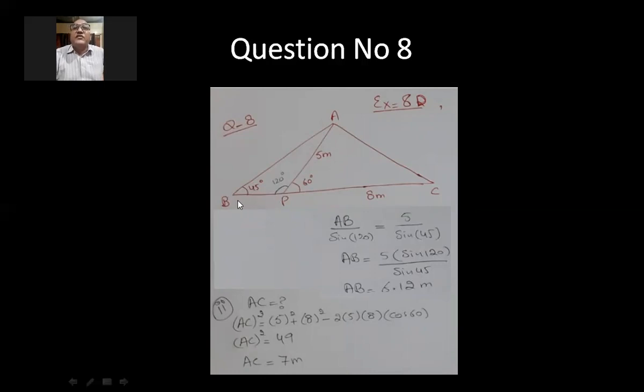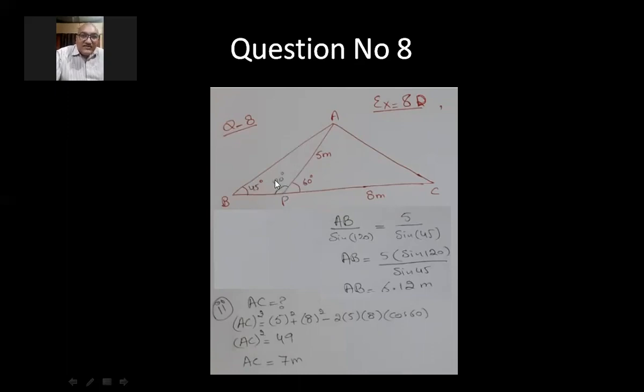You want to find this side, AB. The question is to find the length of AB. I know this angle. I don't know this angle, but this angle is 60. It's a straight line, so I can find this angle: 180 minus 60, and that will be 120. Now you can see I want to find the AB side, and I know the angle opposite to this, that's 120.